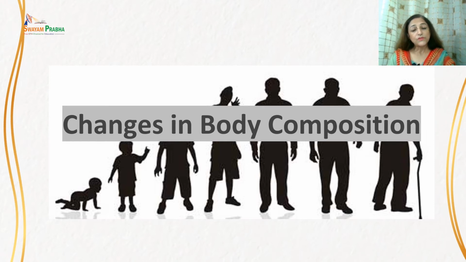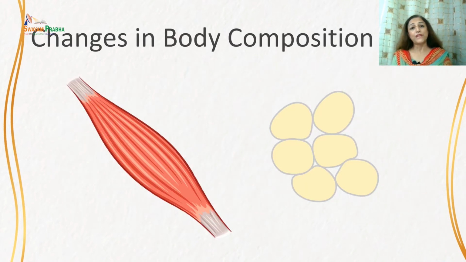Now, the body composition keeps changing throughout life, but these changes become more important as the age advances. There will be a gradual decline in the lean body mass, which will be replaced by comparatively inactive fat mass. Studies have shown that between 50 to 80 years of age, the muscle mass declines to around 30%, but it could be as high as 50%. This causes a reduction in the basal metabolic rate of the body.